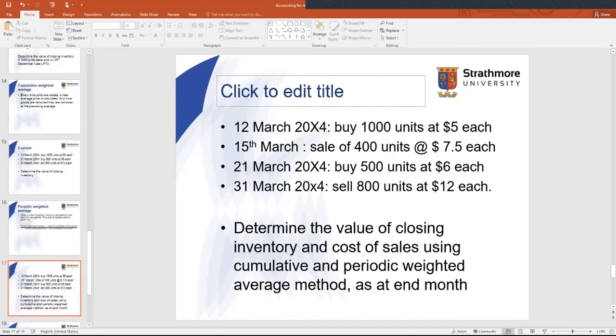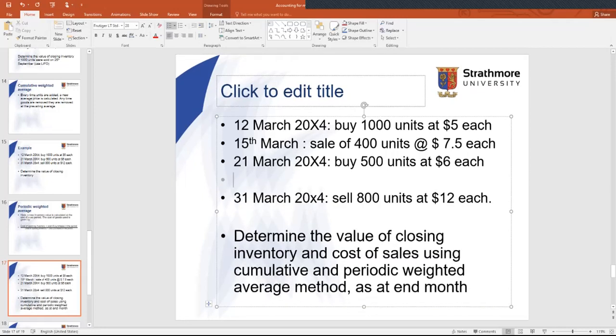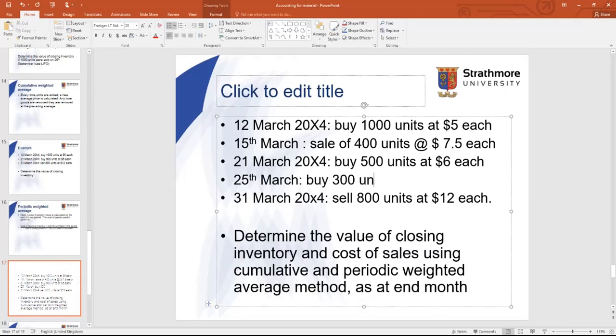Let me tweak another one. Let me add something else here, 25th March. Just call it a purchase of the units at $7 each.